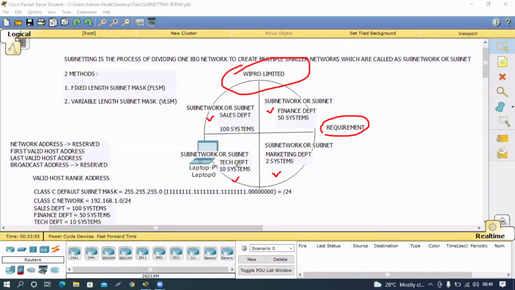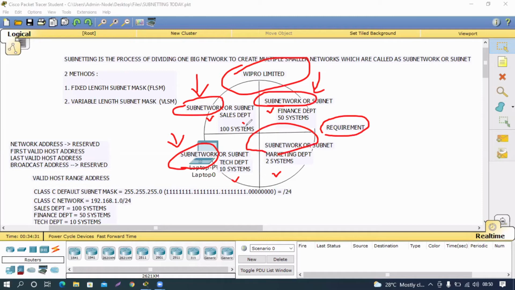Finance department machines should not be communicating to technical department. Every single department is separate, isolated from each other. So all sales department machines can communicate with each other, but they should not be communicating to finance department. That is exactly why we are doing subnetting, because by doing subnetting, we are creating subnets which are totally separate from one another. This subnet is totally separate from this subnet. This subnet is totally separate from this subnet.